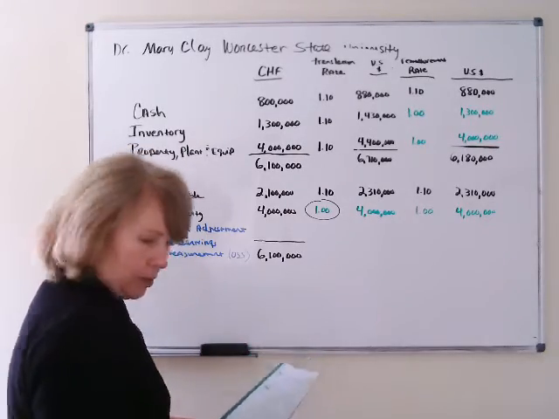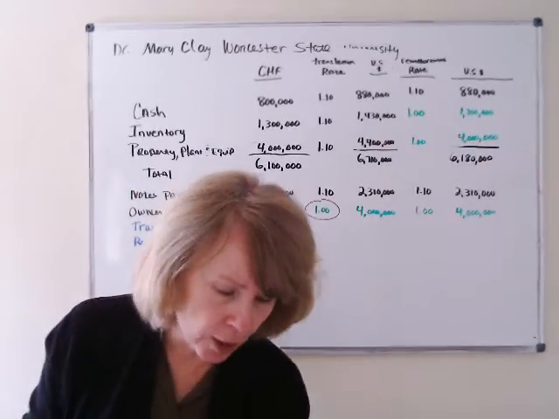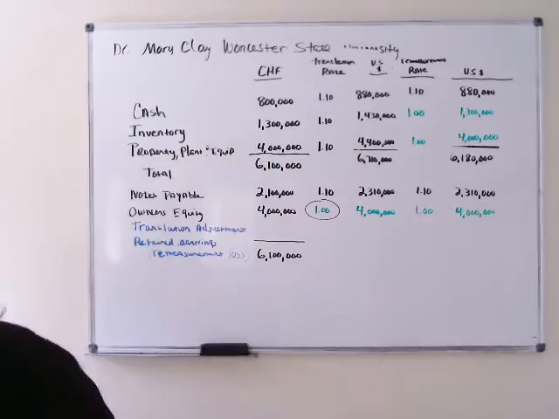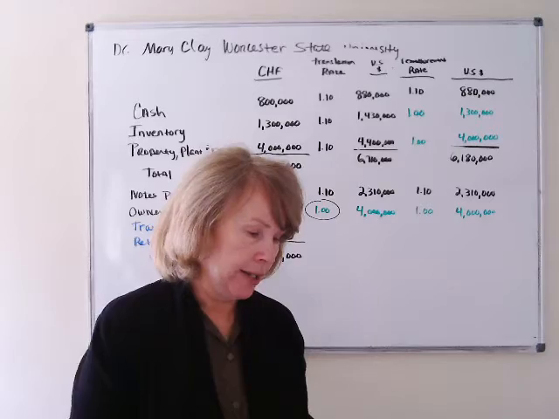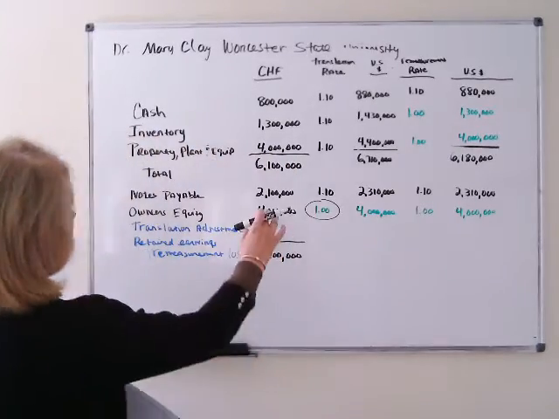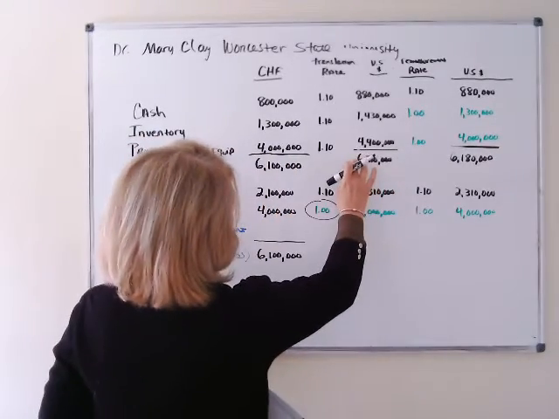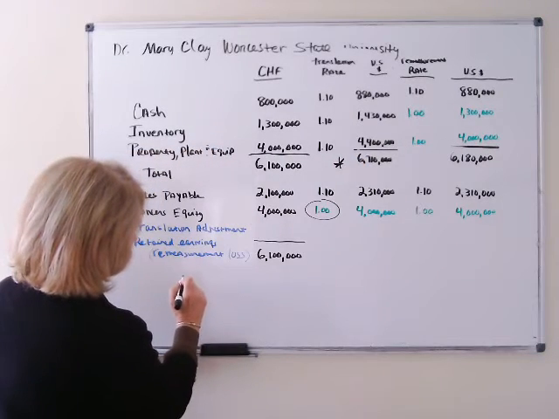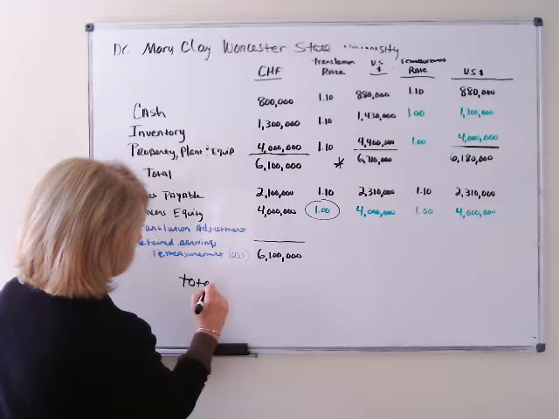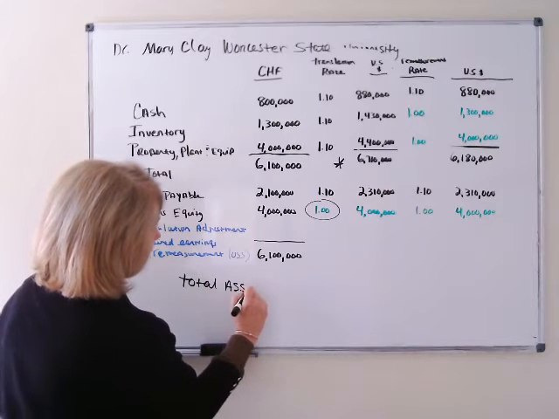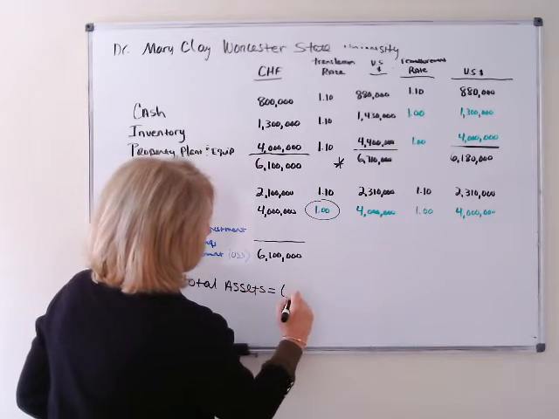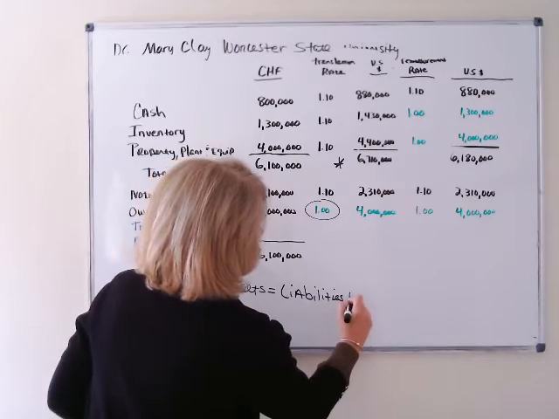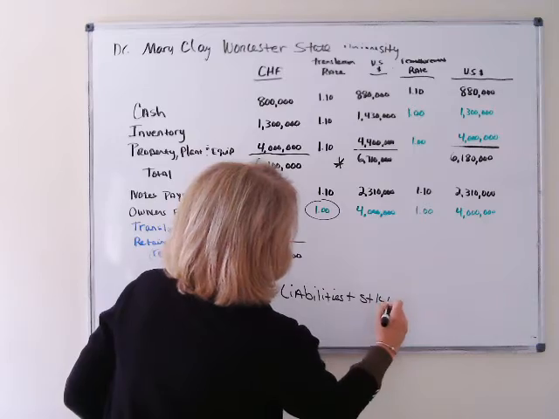Okay, now I'm going to show you how to figure out the translation measurement gain or loss. All right, so here's how you do that. Let's get the total assets. Let me star that. And we're going to do the basic accounting equation. Total assets equal liabilities plus stock equity.